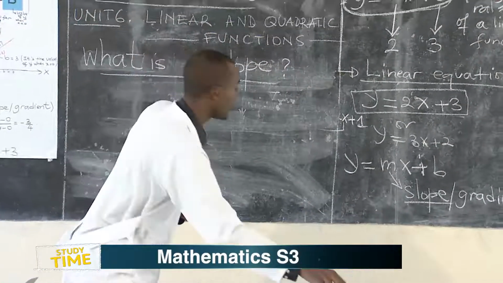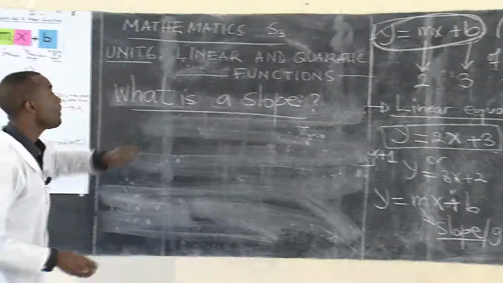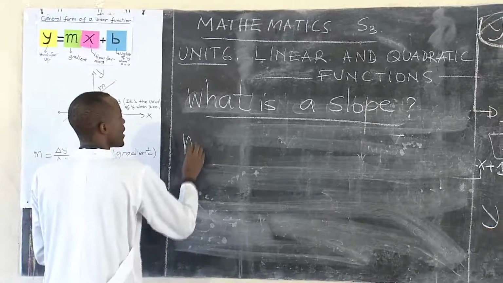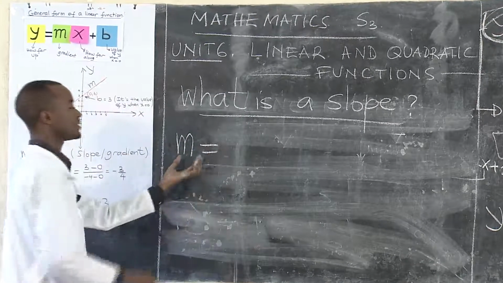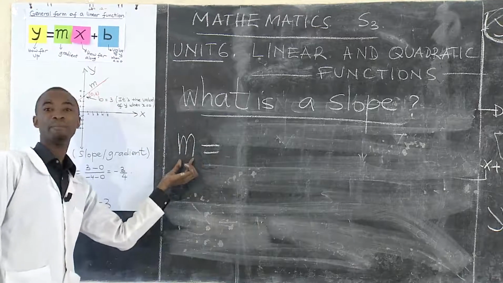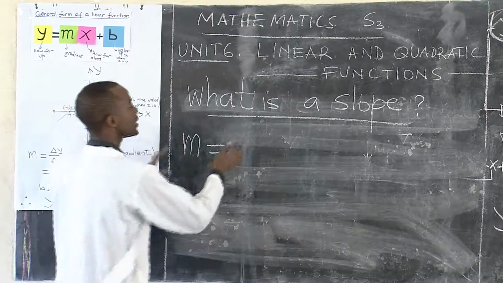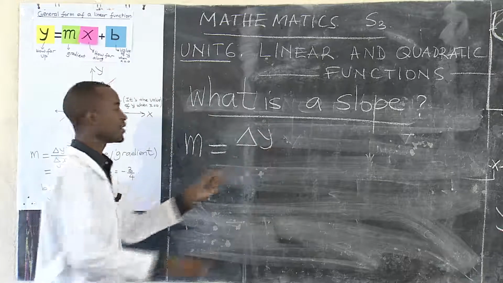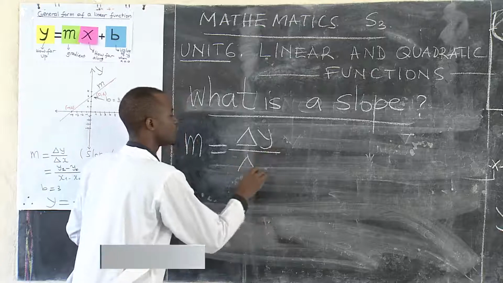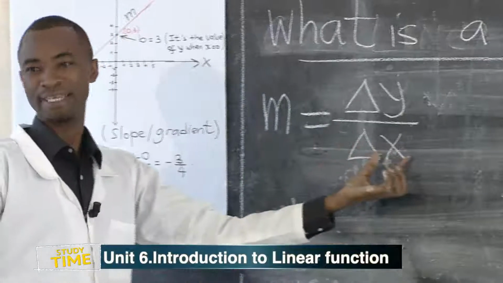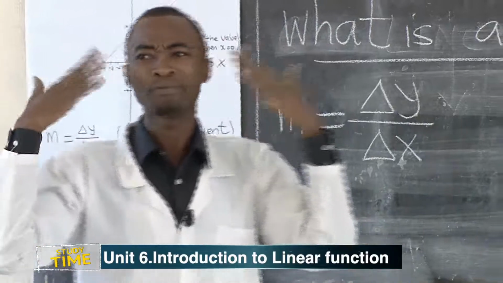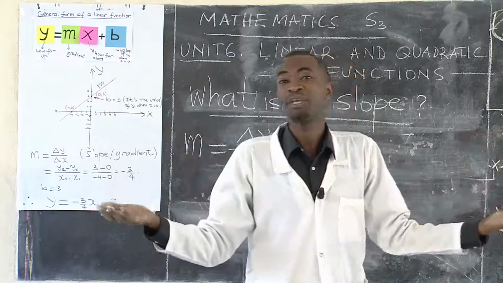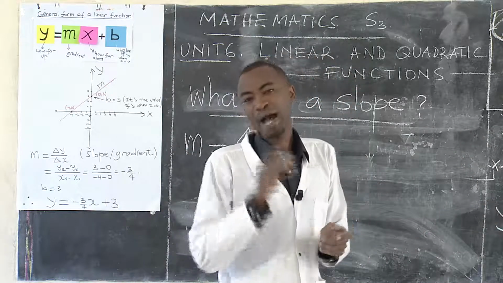But before we go far, a slope is actually a ratio. Remember, we have said a slope is symbolized by the letter m. This is actually the change in y coordinates over the change in x coordinates. But you can ask yourself, what is change of y coordinates? Or what is change of x coordinates? Simple. I'm going to show you.